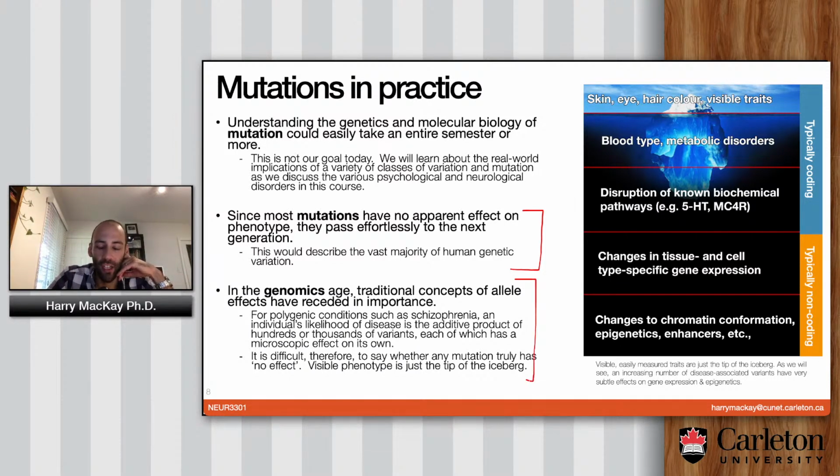In the genomics age, the traditional Mendelian concepts of allele effect have receded in importance. So you might have supposed that this is a genetics course. We should be hearing all about dominant and recessive alleles and this kind of thing. And that doesn't end up being a big part of what we do in genomics.